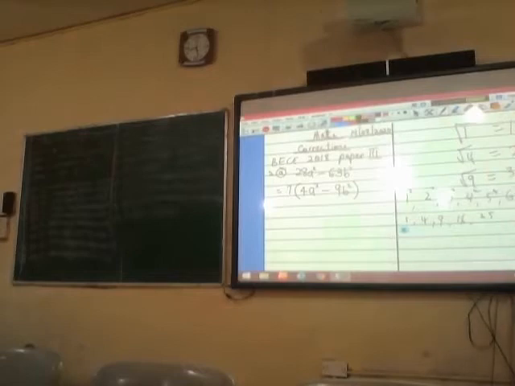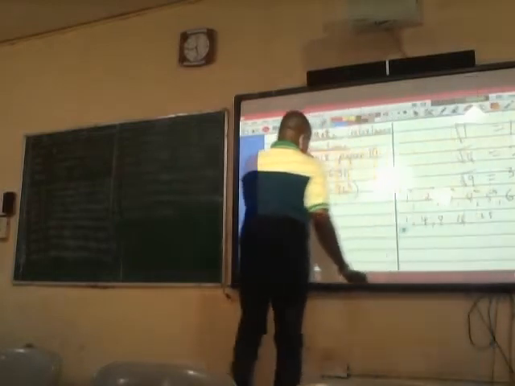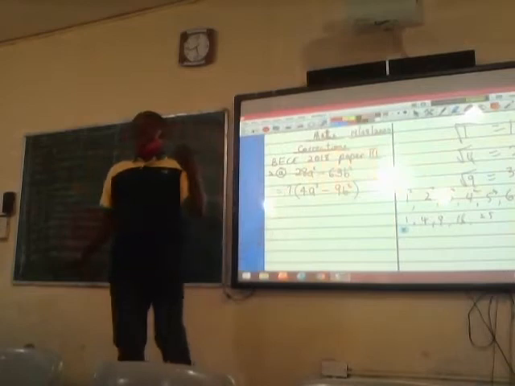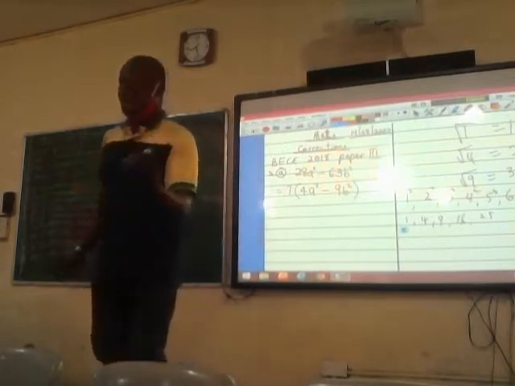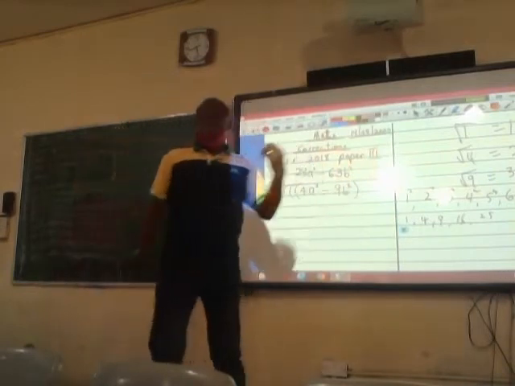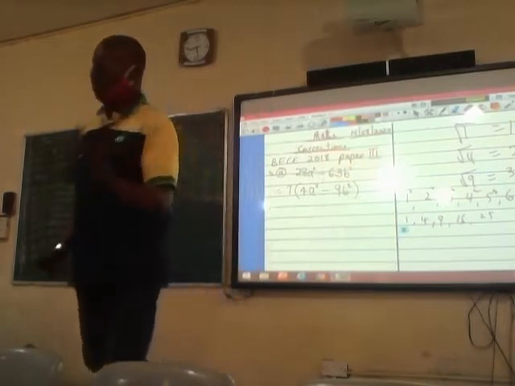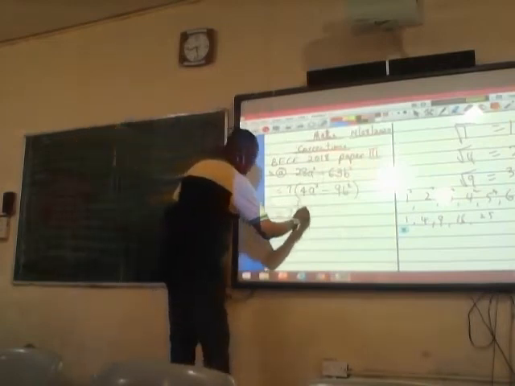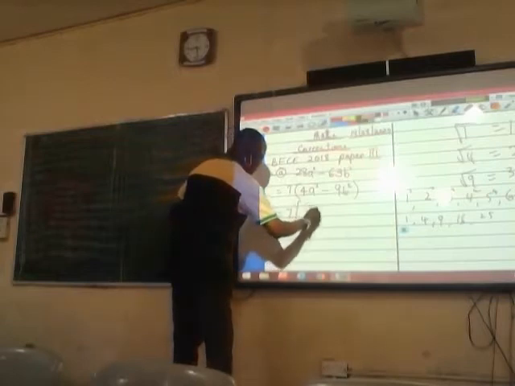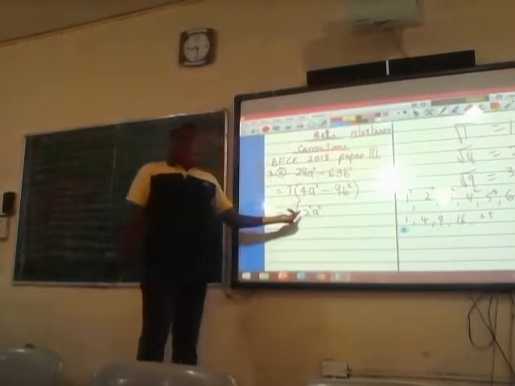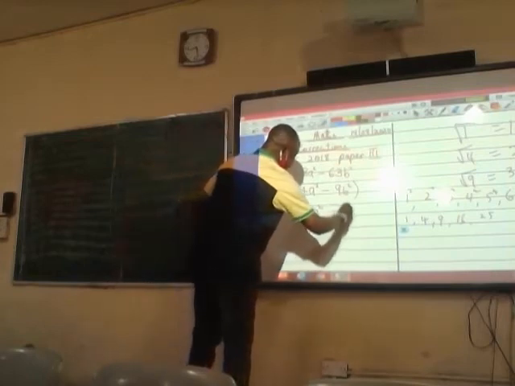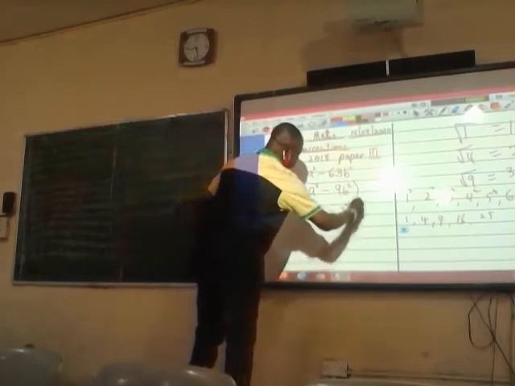Is that clear? Now let's come back to our expression. Since 4 is a perfect square, it can be written as 2 raised to the power of 2. 9 is a perfect square, it can be written as 3 raised to the power of 2. So this gives you 7, then 2 squared, a squared, minus 3 squared, b squared.